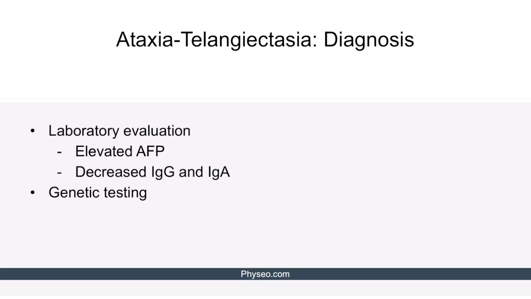When it comes to the diagnosis of Ataxia-Telangiectasia, laboratory evaluation will reveal elevated levels of alpha-fetoprotein, or AFP, and decreased levels of IgG and IgA. It isn't entirely clear why these patients have high AFP and decreased IgG and IgA, but it seems to be a consistent pattern from one patient with Ataxia-Telangiectasia to another. Once the suspicion for the disorder is high, clinicians may order genetic testing to confirm the diagnosis.